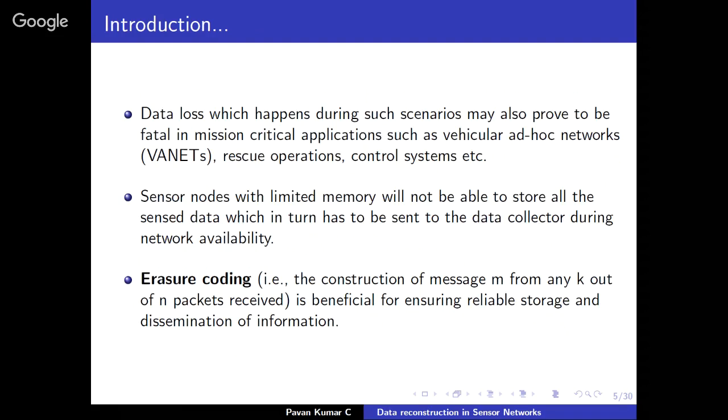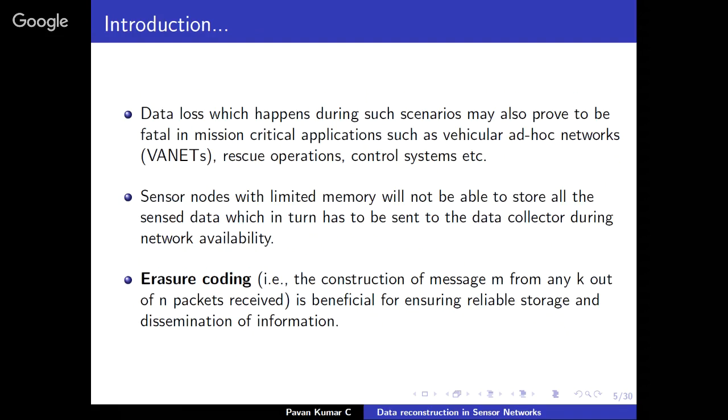Also, sensor nodes with limited memory will not be able to store all the sensor data, which in turn has to be sent to the data collector during network availability. Sensor network nodes have limited capacity to store the data they sense. So if the memory capacity is exceeded, then the data will be lost. To overcome this issue, erasure coding can be efficiently used for reliable storage and dissemination of the information.